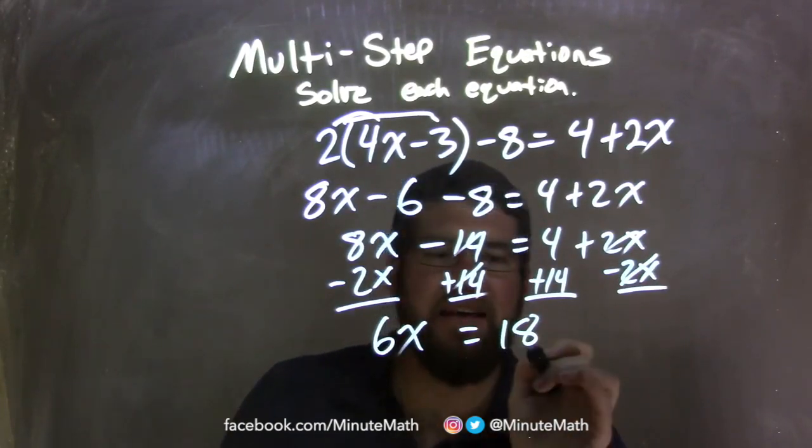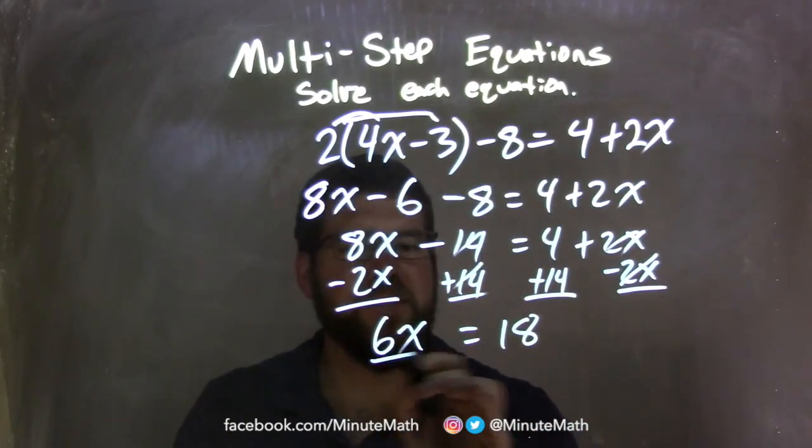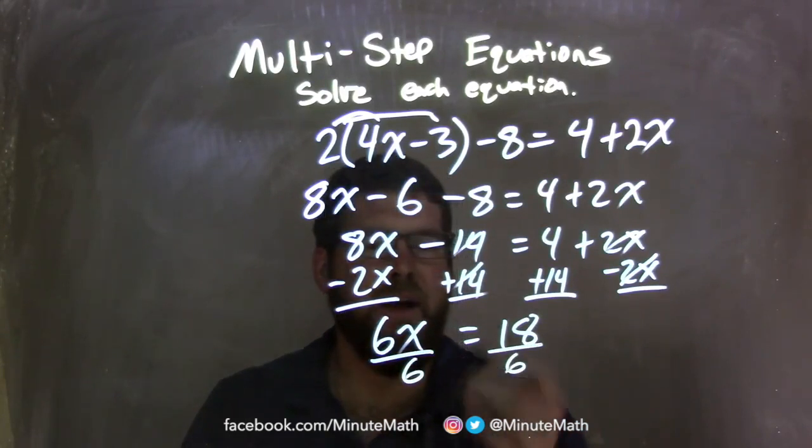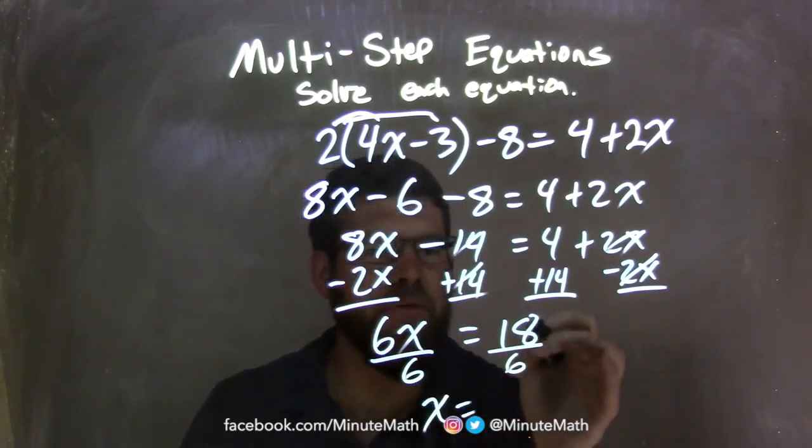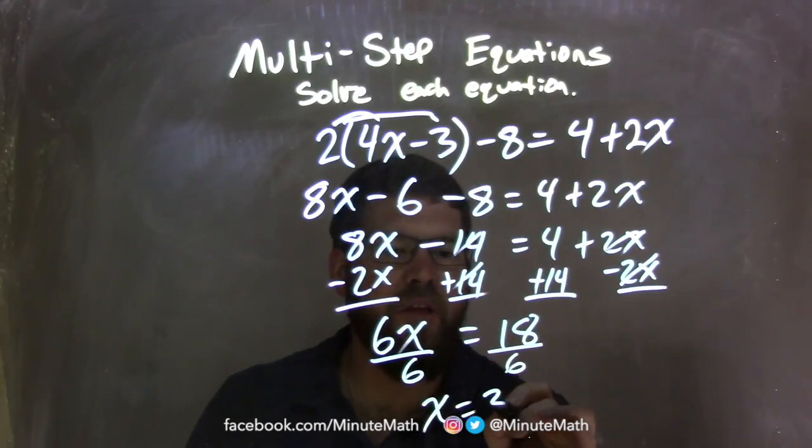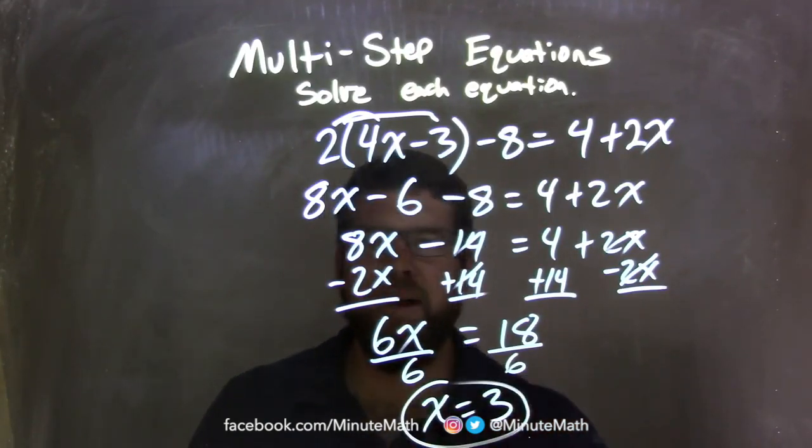So now I have 6x equals 18. Well, opposite of multiplication is division. Divide by 6 to both sides, leaving me with just x equals 18 divided by 6, which is 3, and that is my final answer.